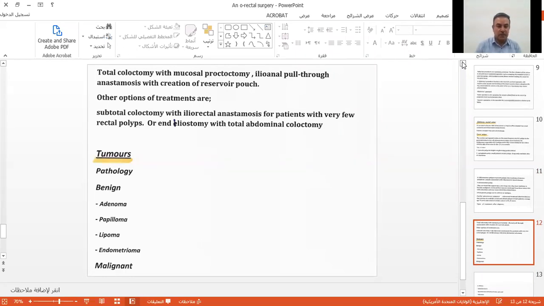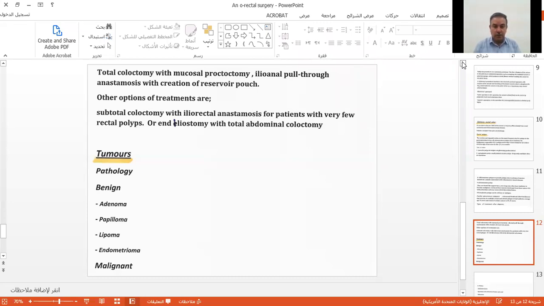Total colectomy with mucosal proctectomy, preserving the rectum, meaning we only remove the mucosa. Ileoanal pull-through anastomosis with the creation of a reservoir pouch. Other operations are subtotal colectomy with ileorectal anastomosis for patients with very few rectal polyps, or ileostomy with total abdominal colectomy.